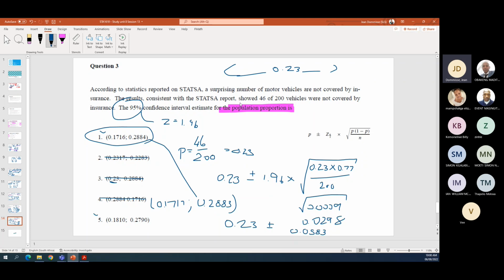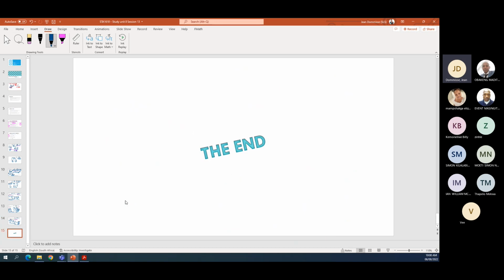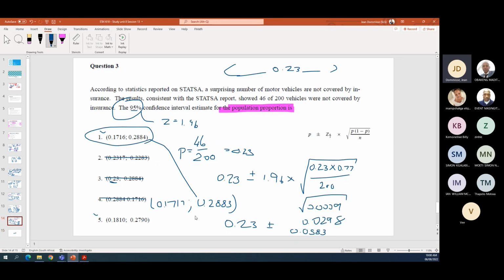Okay, so again, population proportion, I need to tell you the Z, because it's 95, one can say it's 1,96. And then we have a formula and we just substitute what is in the formula. Okay, so that's study unit 8.